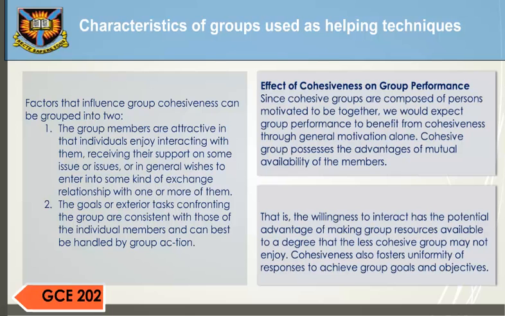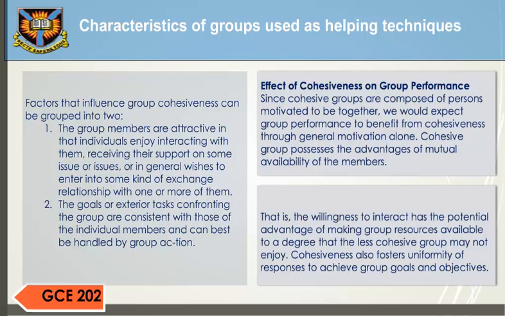Factors that influence group cohesiveness can be grouped into two. One, the group members are attractive, in that individuals enjoy interacting with them, receiving their support on some issue or issues, or in general wish to enter into some kind of exchange relationship with one or more of them. Two, the goals or external tasks confronting the group are consistent with those of the individual members and can best be handled by group action.